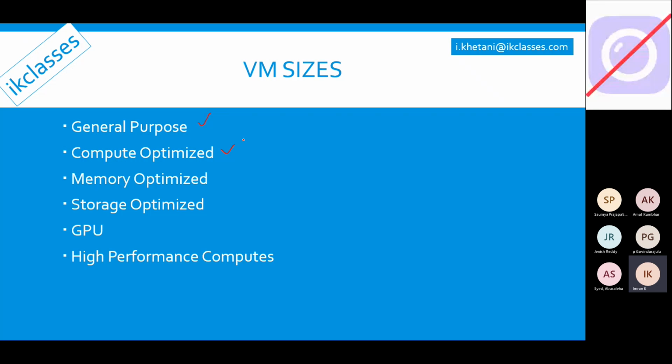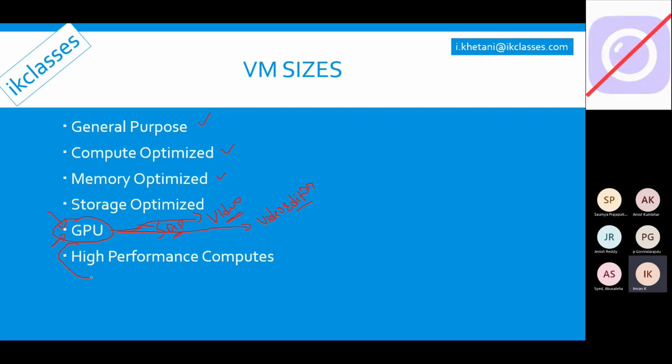After memory, after compute optimized, we have memory optimized. If the application you'll be hosting on that virtual machine requires more memory, you can use memory optimized. Similarly, storage optimized, GPU. If you are hosting SAP HANA or something, you will be requiring more GPU. Or if you are hosting video services, or providing those virtual machines to your editing team, video editors, those guys will require more GPUs. So for that reason, I'll be using the GPU optimized.